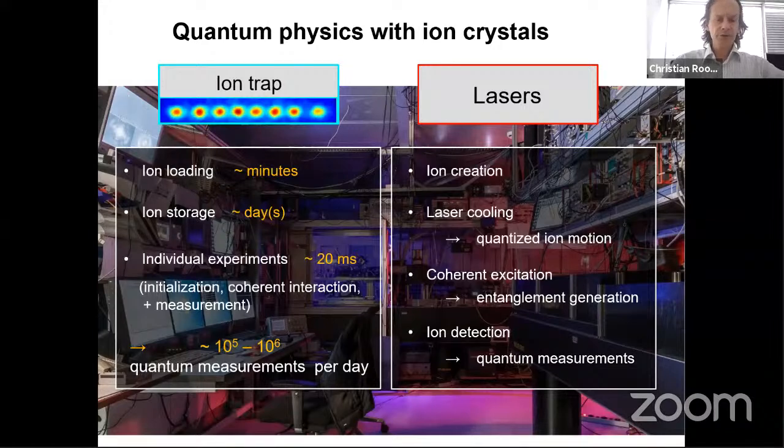And if you compare these timescales, you can see that over the course of a day, we now have the possibility to carry out something like maybe 10 to the 5 to 10 to the 6 quantum measurements per day with this apparatus. Now, this is quite a lot if you compare it to the experimental repetition rate that you have, for example, in neutral atom experiments. It is a number that is quite a bit smaller than what you have, for example, in experiments with superconducting qubits. But with 10 to the 5 to 10 to the 6 quantum states that you can produce, there's already a lot that you can do.